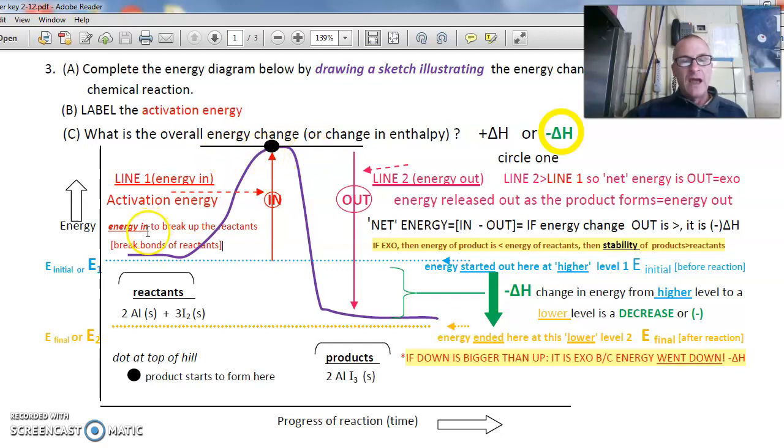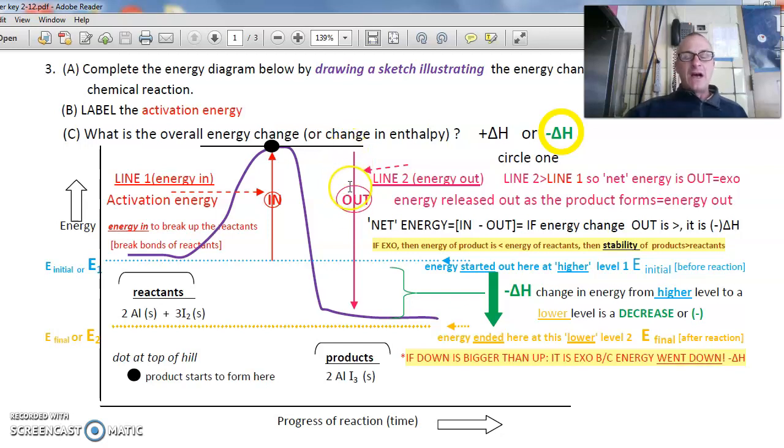Now right here at the top of this hill, at the top of this purple hill, where this black dot is, this is where the formation of the products begins. So going up the hill, we're getting everything ready to react. We're activating things so that we can begin forming the product. Right here at the black dot, the dot at the top of the hill, the product starts to form. So now we're forming the product and energy is being given off. When the product forms, energy is being released. Energy now starts coming out of the reaction.